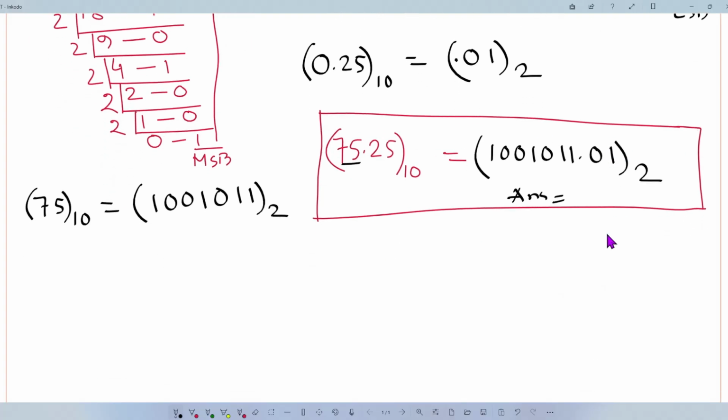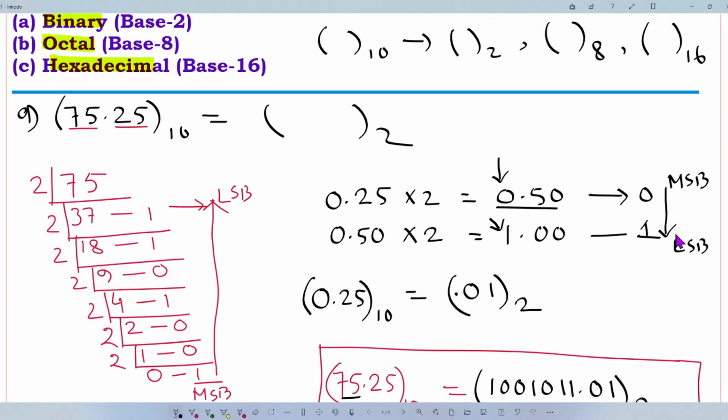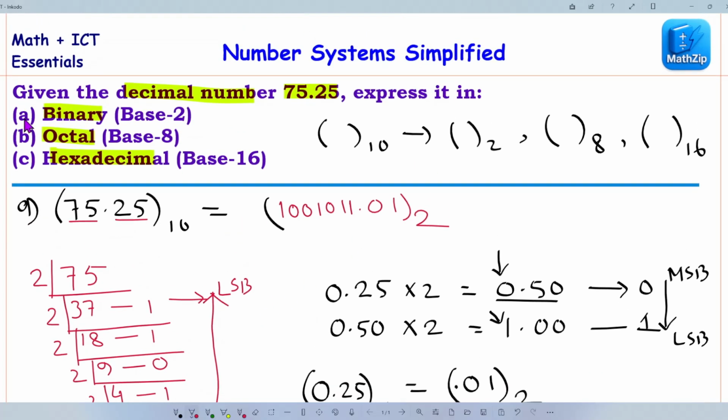I hope you cleared this one. It's not so hard, we are just making two parts, integer and fraction. So our answer here we can write this one, which is 1 0 0 1 0 1 1.01, and this is a binary number. So our first part, number A, done.